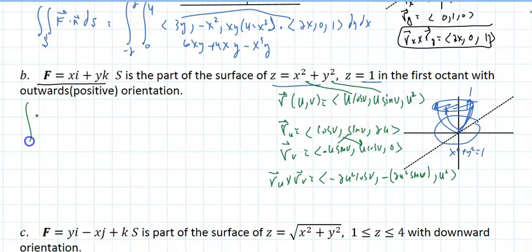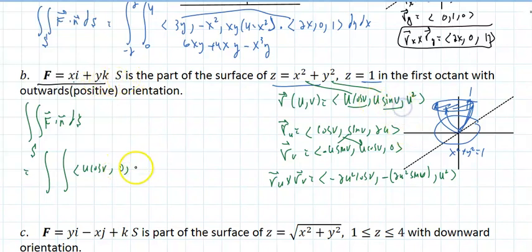And now you would say the double integral over s of f dot n ds is going to equal the double integral, and let's see how that works. What is x? In this case, x is u the cosine of v. There is no j. The k is y. The k is u sine of v. And you're going to dot that with what we got: negative 2u squared cosine of v, negative 2u squared sine of v, and u squared.